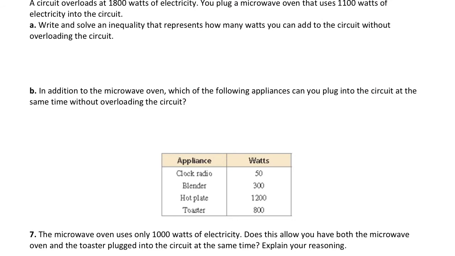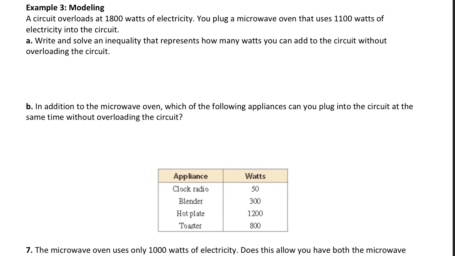So I've just got one more example to show you where we're modeling using inequalities, and it talks about a circuit overloading at 1800 watts of electricity. You plug a microwave oven that uses 1100 watts of electricity into the circuit. We're going to write and solve an inequality that represents how many watts we can add to the circuit without overloading the circuit. So like if you plug in your toaster to the same circuit, will it overload the circuit?